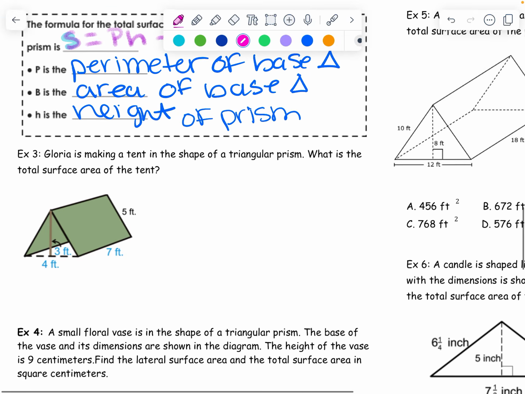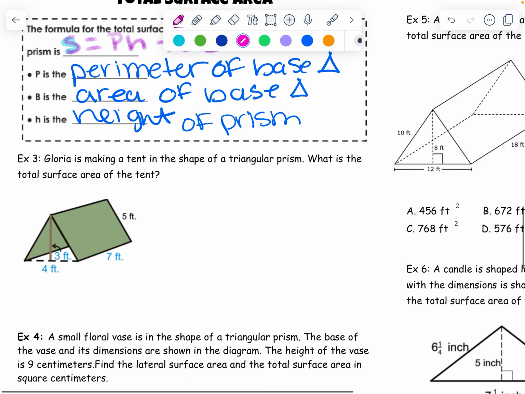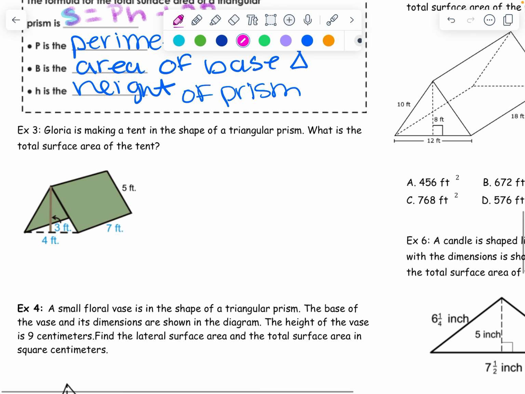Okay, so I'm going to do example 3 and 4. You will do example 5 and 6. All right, so Gloria is making a tent in the shape of a triangular prism. So see, they usually tell you the name of the shape. So I know that my base is a triangle. So I can already identify that that's my base right there. What is the total surface area of the tent?